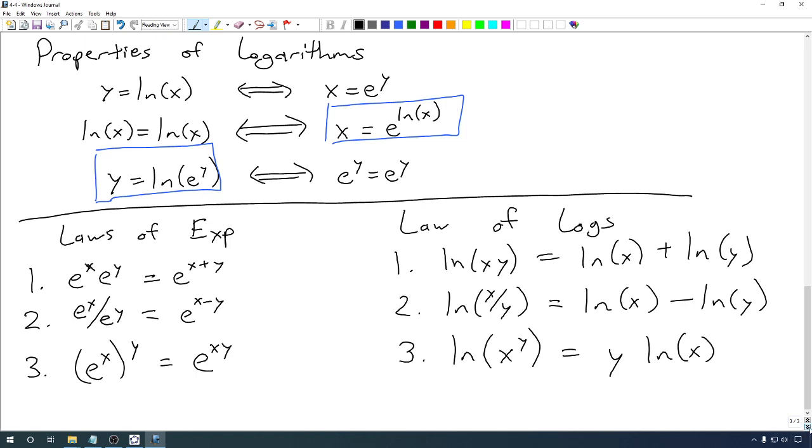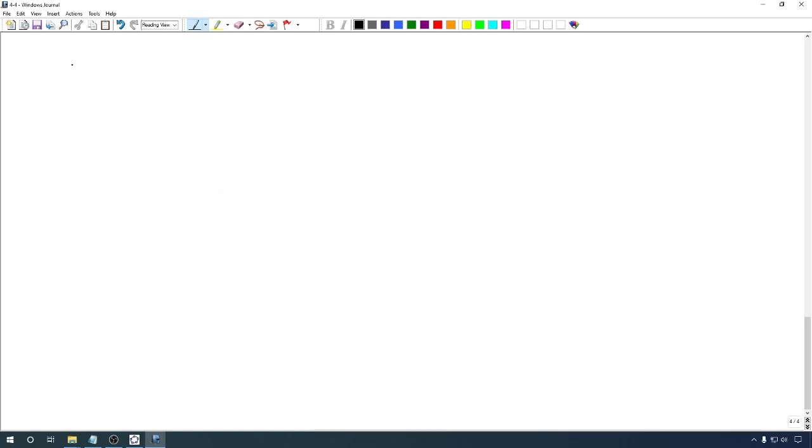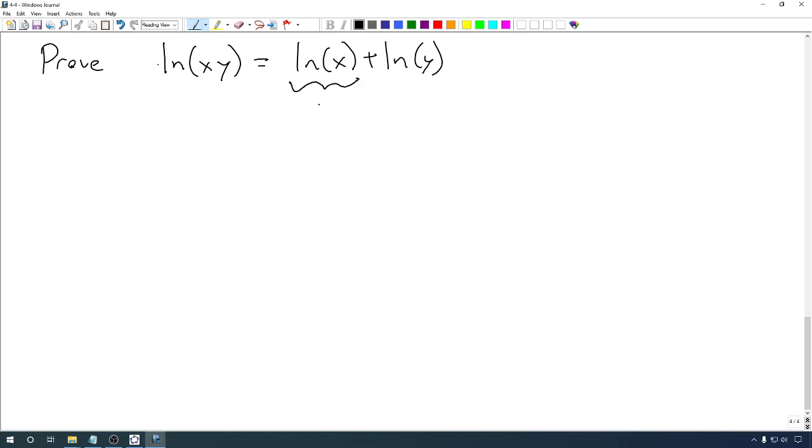These aren't really that bad to prove, but let's just do the first one. So we want to prove that the natural logarithm of x times y is equal to the natural logarithm of x plus the natural logarithm of y. And I'm going to do this by calling this one here s, and I'll call this one t. The natural logarithm of x plus the natural logarithm of y, if I'm calling those s and t, this is just s plus t.